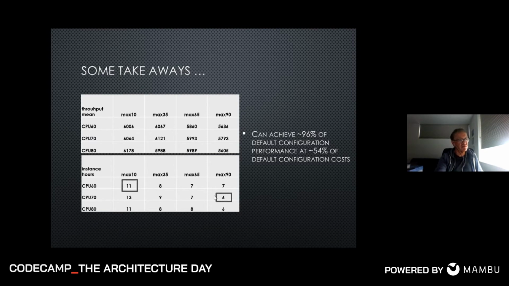So this is nearly half the cost of this test. But what's the performance? We're paying half as much. Do we get any decent performance? Well, here we've got 6,000 requests a second, 6,006, and here we've got nearly 5,800, which is roughly 96% of the throughput for roughly 54% of the cost.